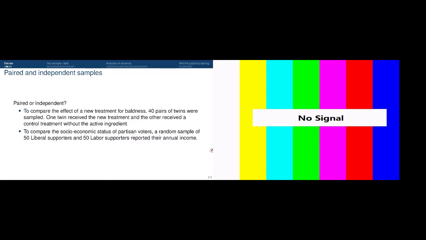Whereas the second scenario, to compare socioeconomic status of partisan voters, a random sample of 50 Liberal supporters and 50 Labor supporters reported their annual income. So here we just have 50 Liberal supporters, 50 Labor supporters. They're two completely different groups of people. There's no information given as to any link that is between them. So by default, we would just say that those samples are independent.